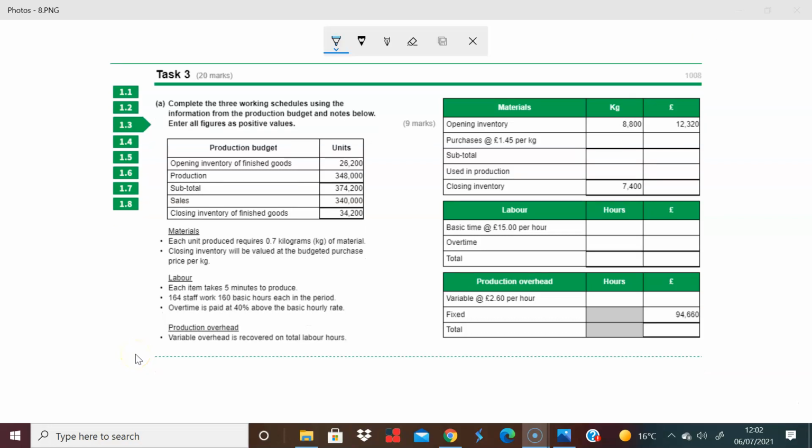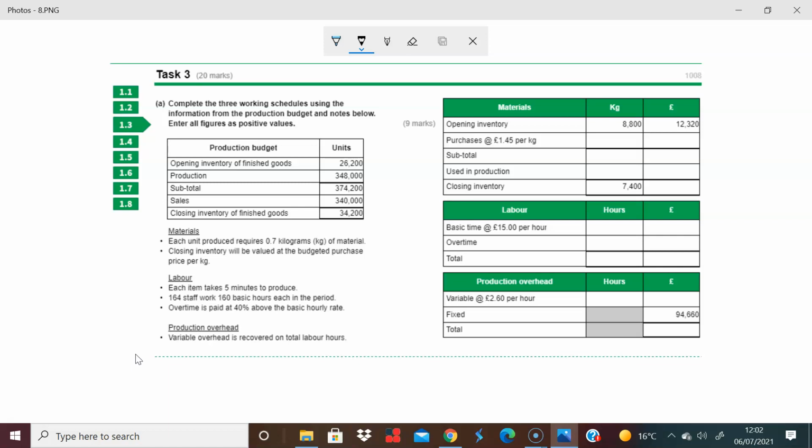Okay, let's go. Task 3. So task 3 here wants us to produce a production budget. So this is a production budget. There might be some stuff later on, but let's look at the production budget first, or the makeup of that production budget. And you will see this again.